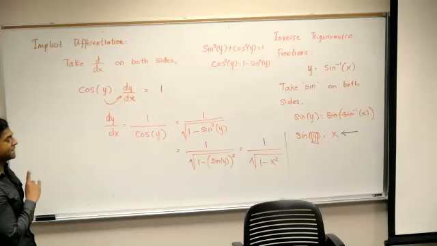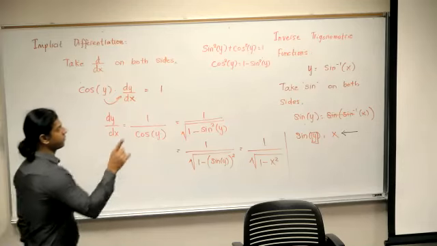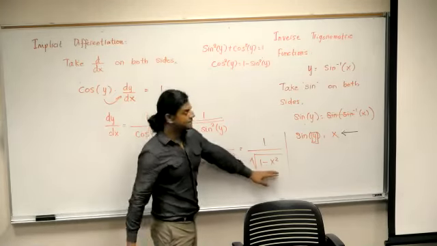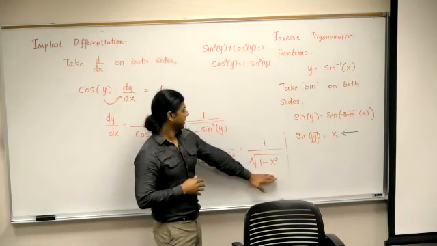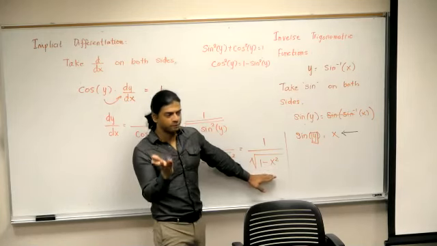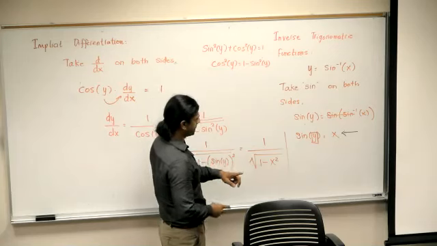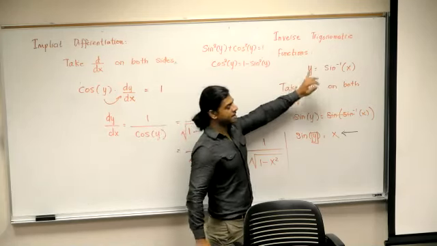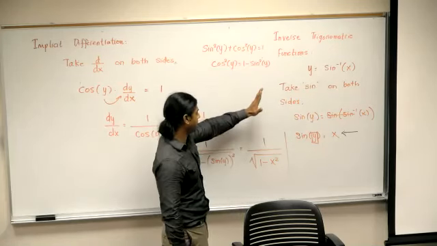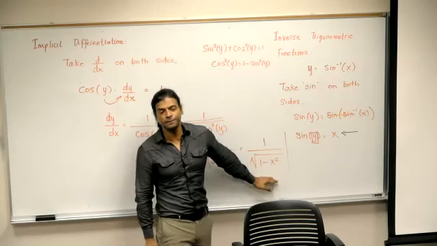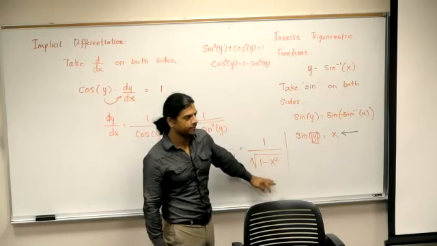I ended up getting the derivative of y in terms of x. In this case, it was possible, so I got that. So we know the derivative of sine inverse of x is now 1 over square root of 1 minus x squared.